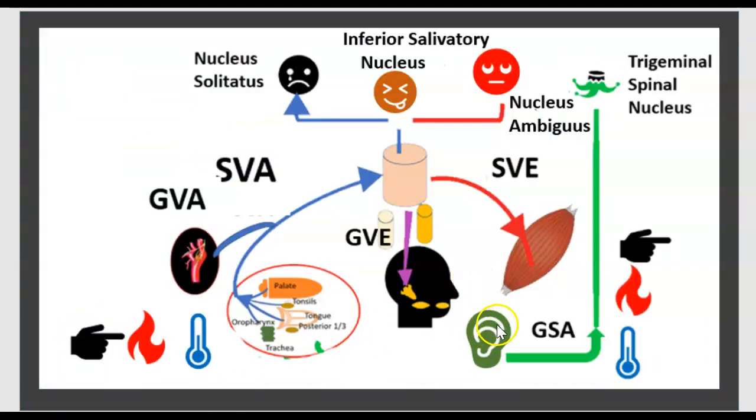In other words, from the ear, pain, temperature, and touch fibers go to the trigeminal spinal nucleus. From the palate, from the posterior third of the tongue, and from the eustachian tube, fibers go through GVA and SVA to the nucleus solitarius.